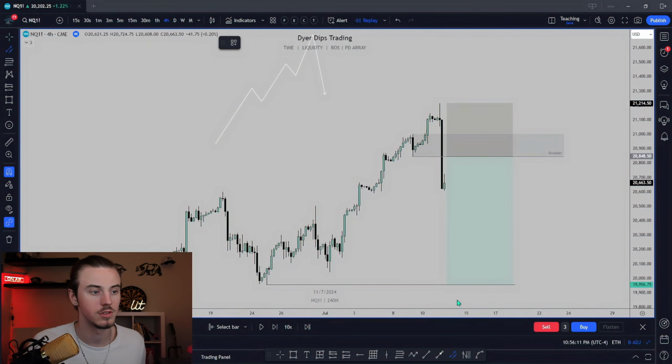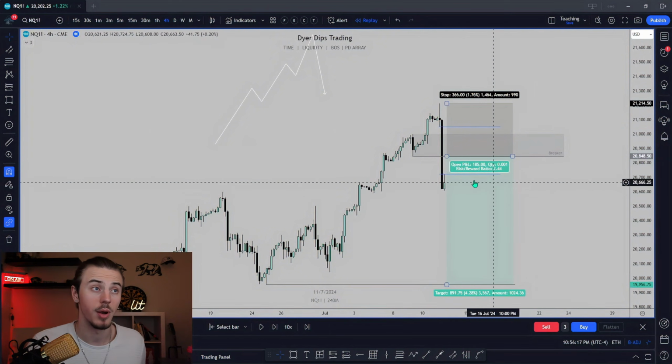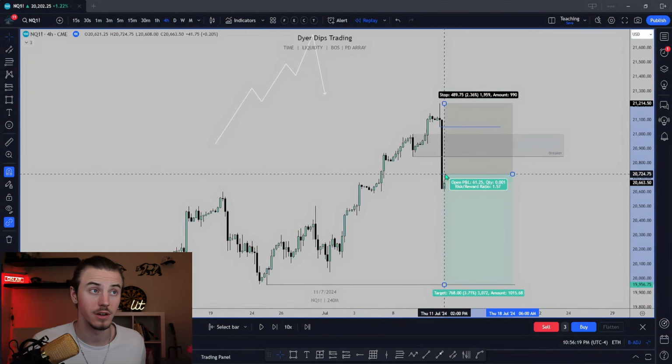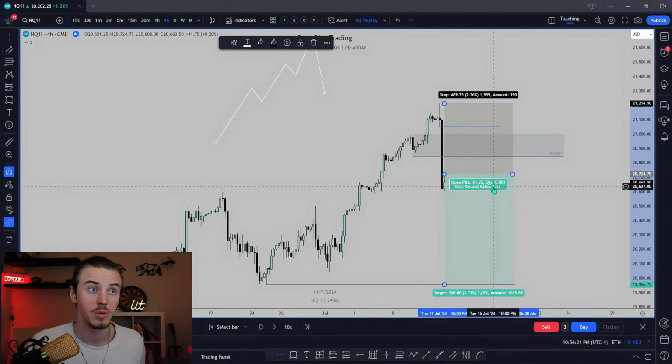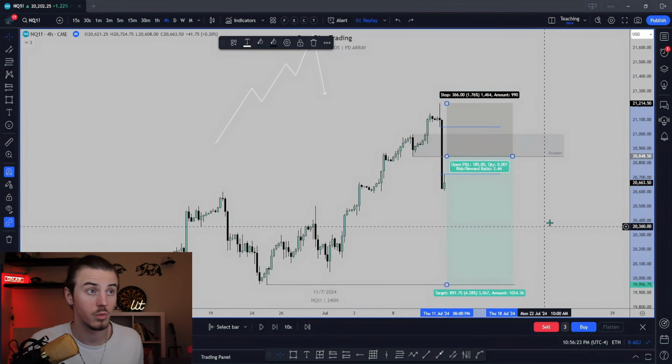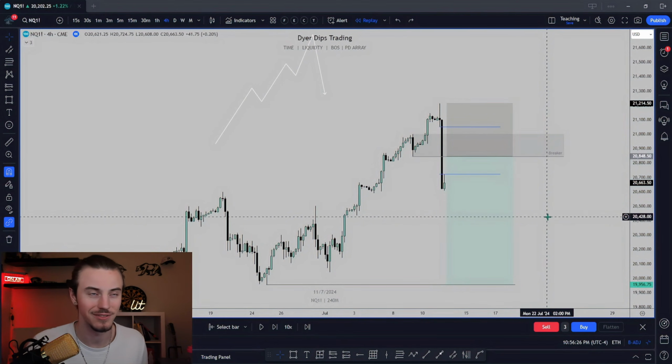And now we do. So you can see that we now have this fair value gap that's printed right here between this candle's low and this candle's high. High probability. If you want to take a trade right off the fair value gap, you're more than welcome to. But remember, I need at least a 2-to-1 risk to reward. So we're going to go up to the breaker, as we have done in the past.